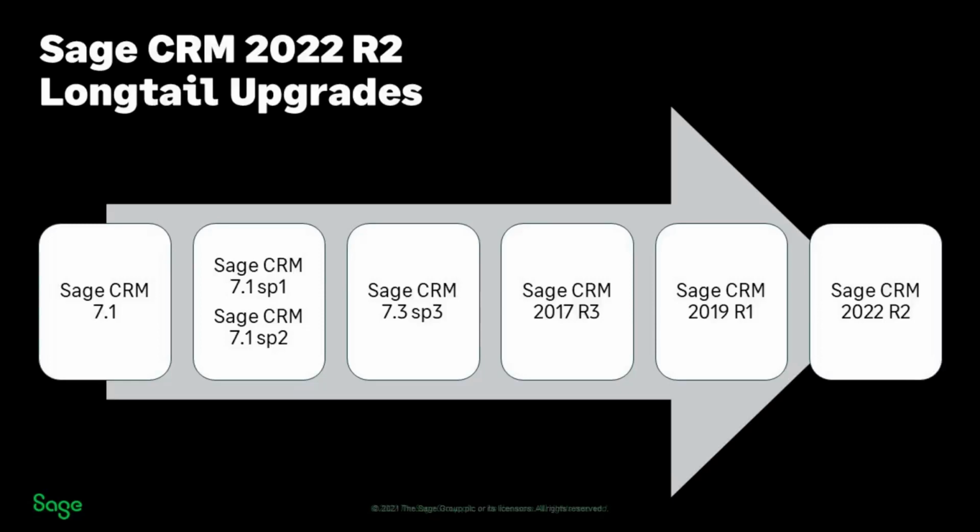Although I would actually say, if somebody is using Sage CRM 7.1 nowadays, really tell them to upgrade. It's a long time out. There are a lot of security vulnerabilities, which are not CRM vulnerabilities, but general system vulnerabilities.